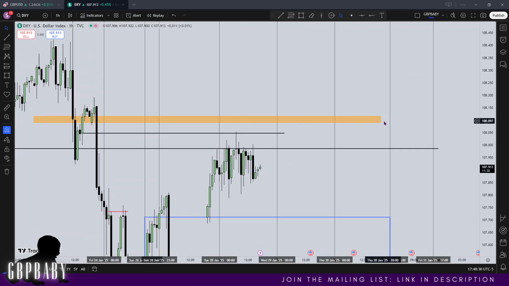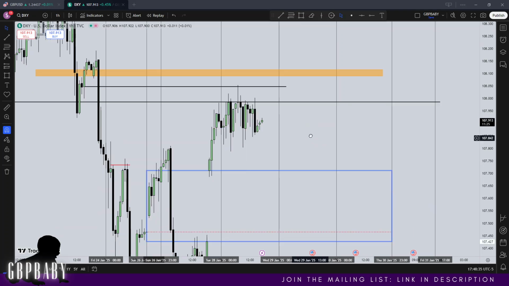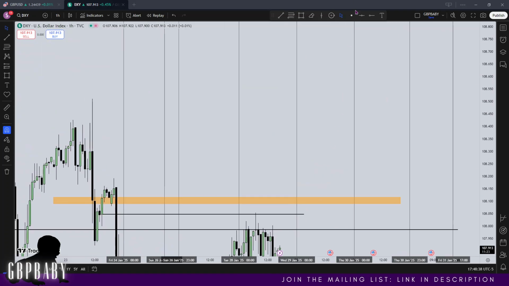So as far as I'm concerned, if we get to 2 p.m. and we're still below this imbalance, I'd be happy to look for shorts. But if we're above it, then I'd expect price to start running higher.